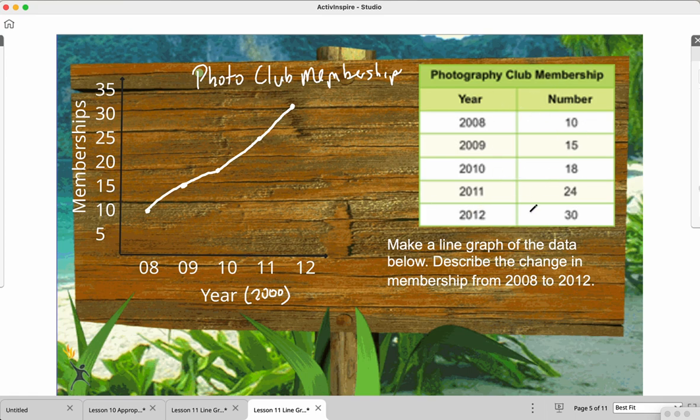Now, while we can see a pretty good growth here, we could describe the change in membership. We would say generally it's increasing. And it's increasing by roughly similar amounts, as we have a line, or pretty darn close to a straight line. You could tell me the growth of memberships dropped a little between 2009 and 2010. Overall, you're averaging roughly 5 to 6 new members every year. Okay.